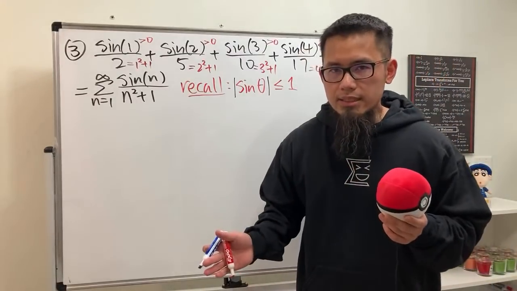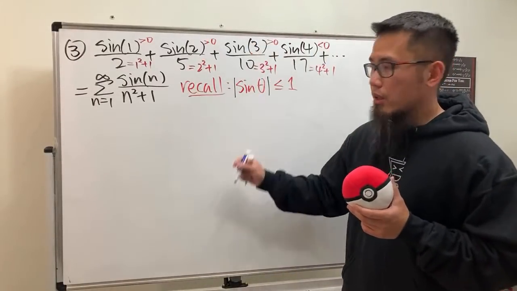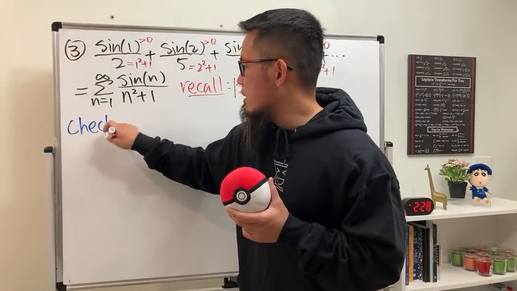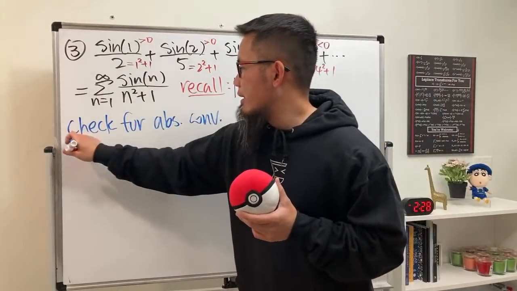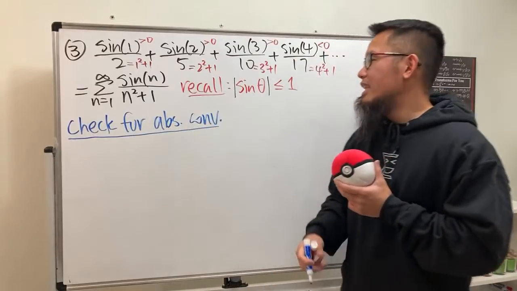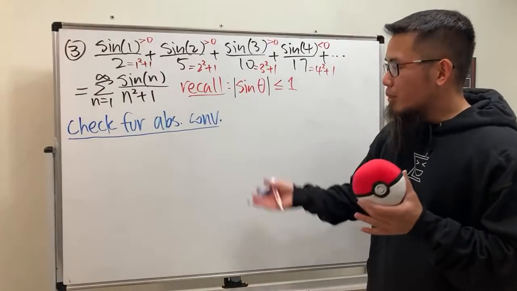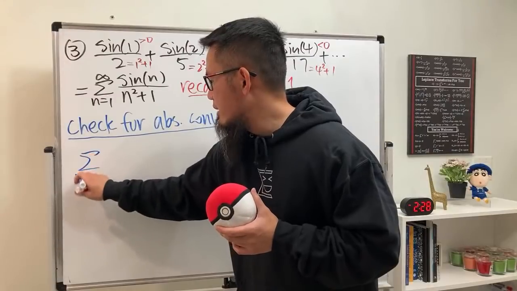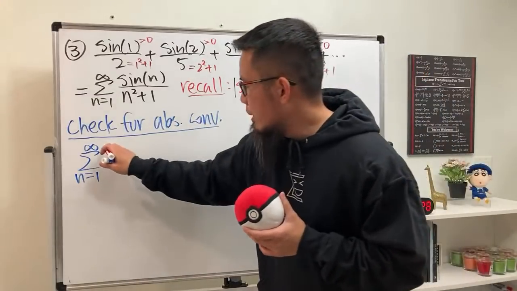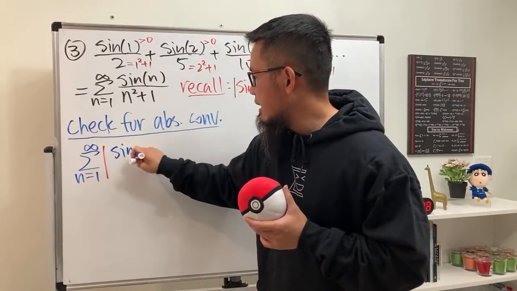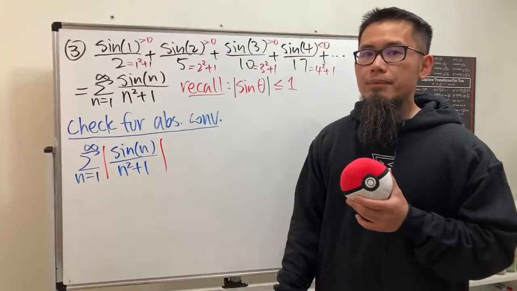Even though the question doesn't ask whether it converges absolutely or not, because we want to utilize this right here, it would be a better idea to check for absolute convergence. So this is absolute convergence. And if it works, then we can say that it converges absolutely. So just kind of play around with the words. To do so, we have the series as n goes from 1 to infinity, and when you are checking for absolute convergence, you apply the absolute value. So you have the absolute value of sine n over n squared plus 1, like so.